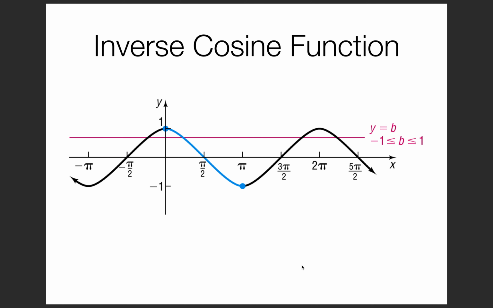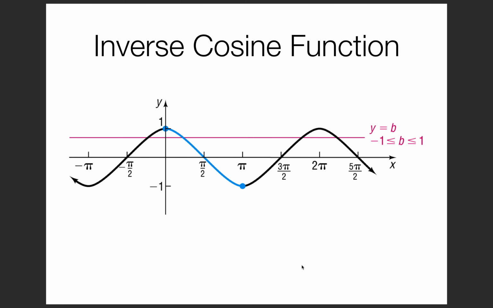You'll remember that for the inverse sine function, in order to get an inverse, we had to restrict the domain of the regular sine function to between negative pi over 2 and pi over 2. That doesn't work for cosine because it's not 1-to-1 from negative pi over 2 to pi over 2. So we have to switch our domain to 0 to pi. Okay, so that's the blue section of the cosine function down here.